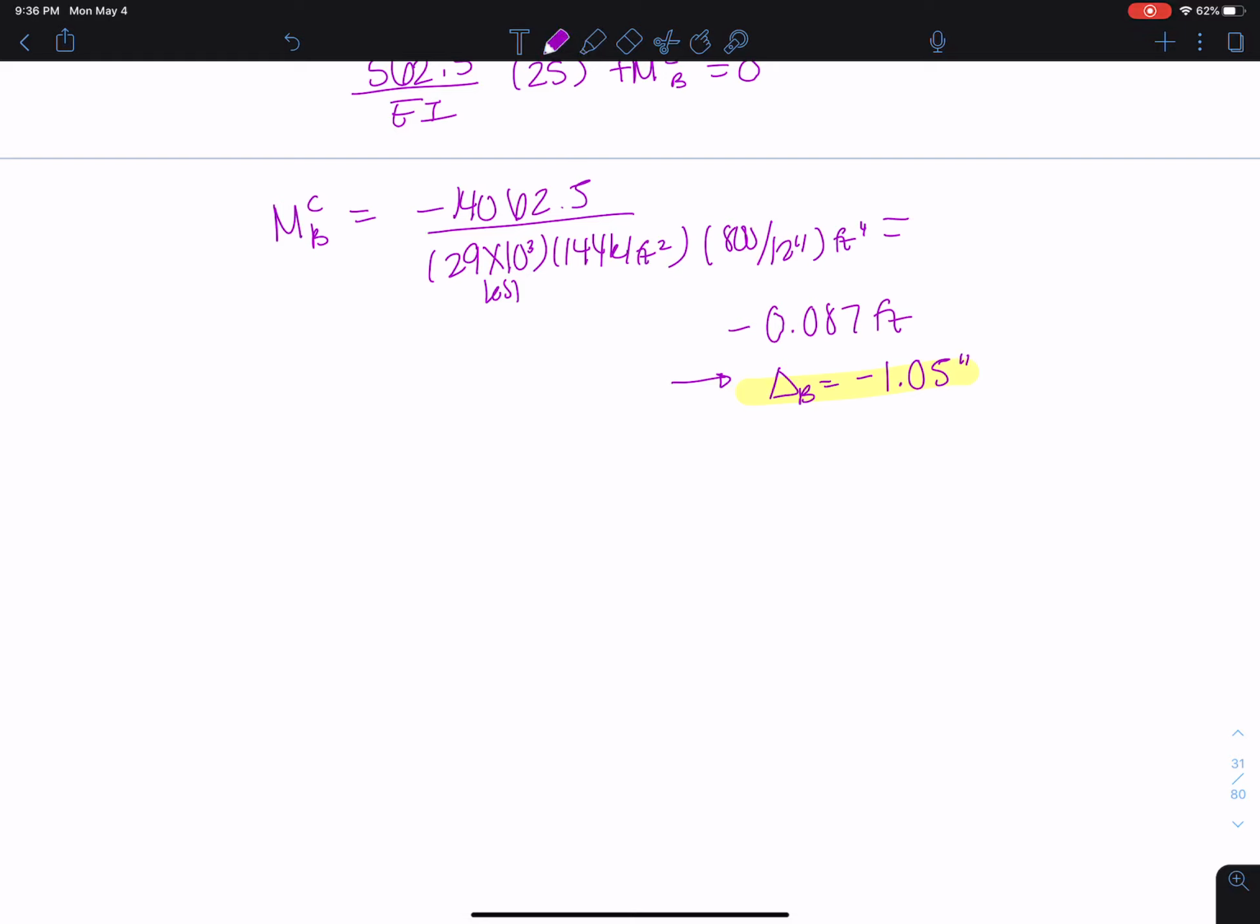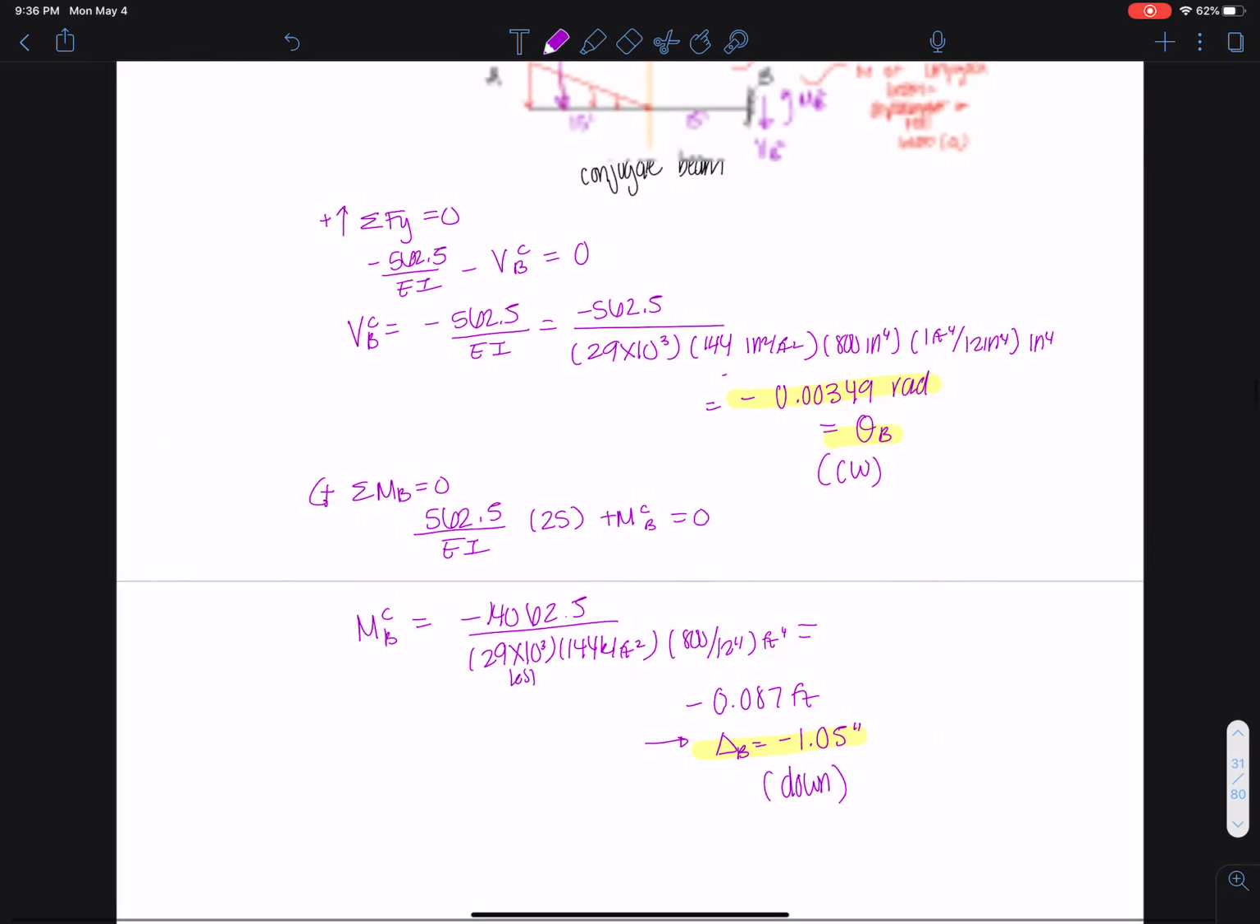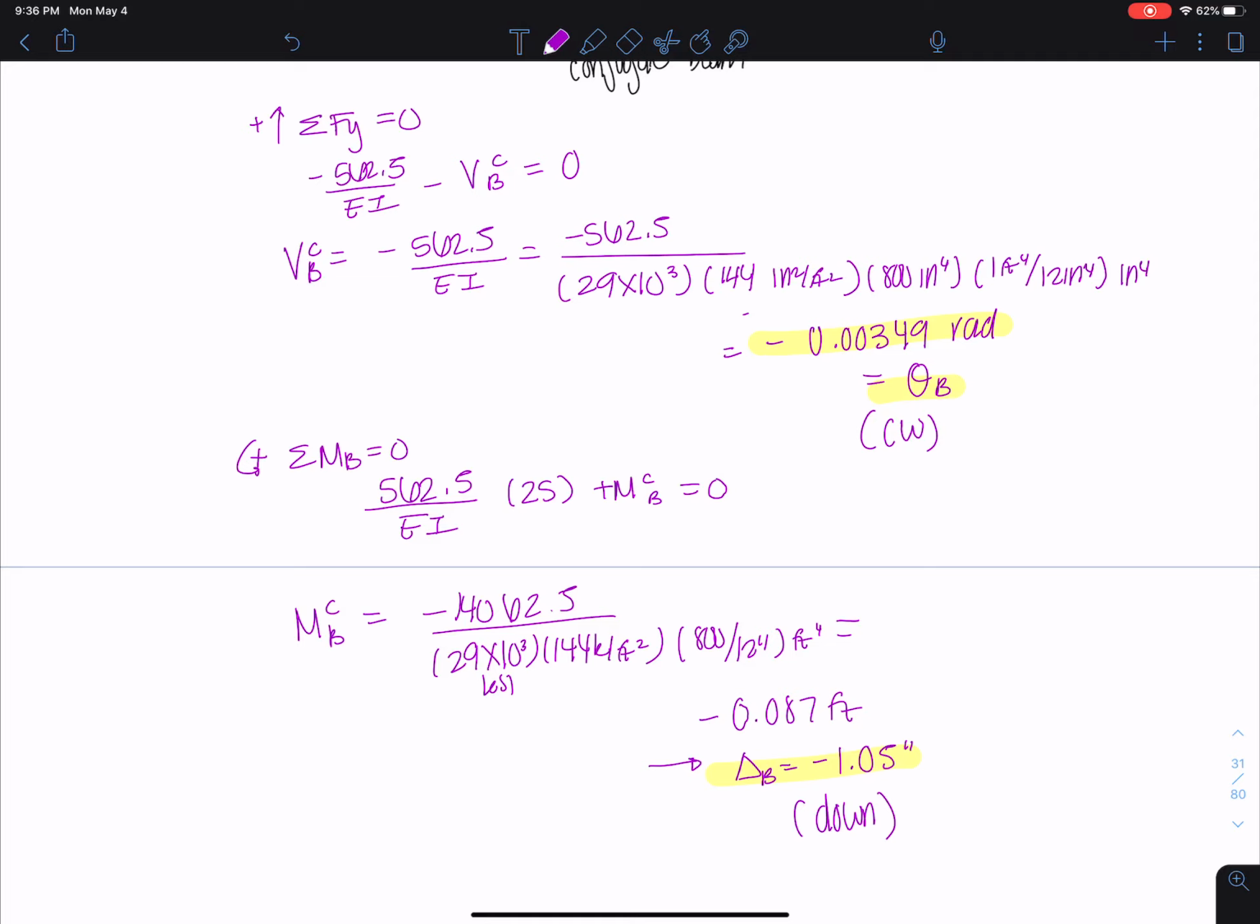It's negative because the slope of the beam was measured clockwise and the displacement is downward. That's why we have these negative values. So this is clockwise, this is downward, which makes sense. Okay, so I'll post one more video with the next example, but for now, let's make sure that you understand this part and that you're good to go before we move on.